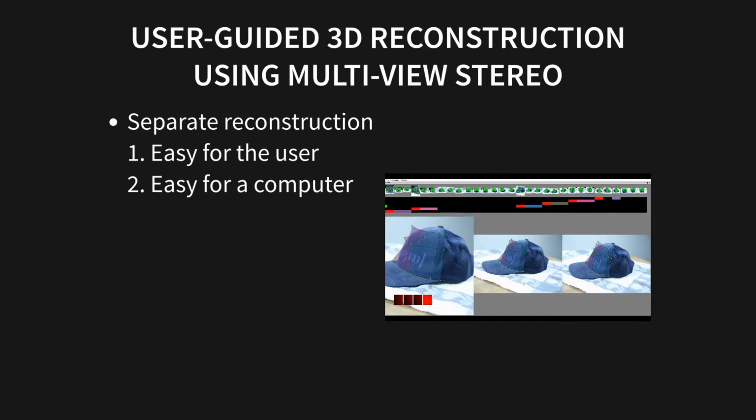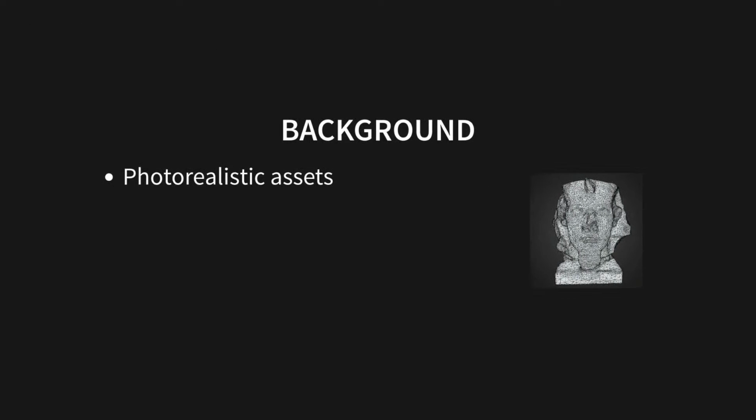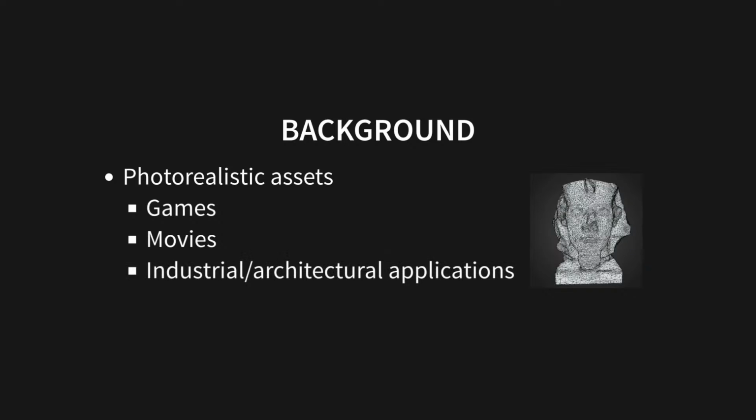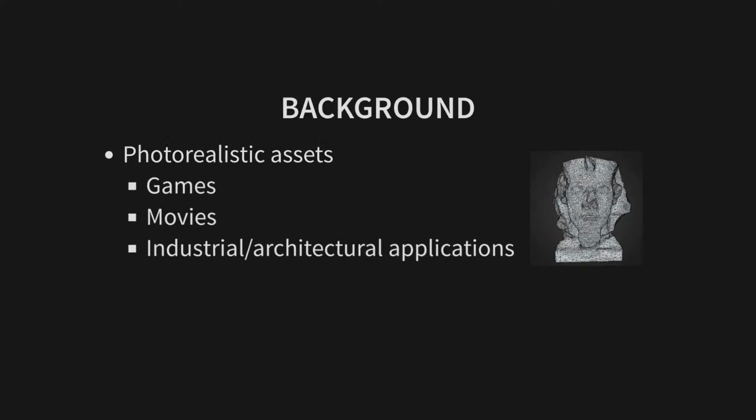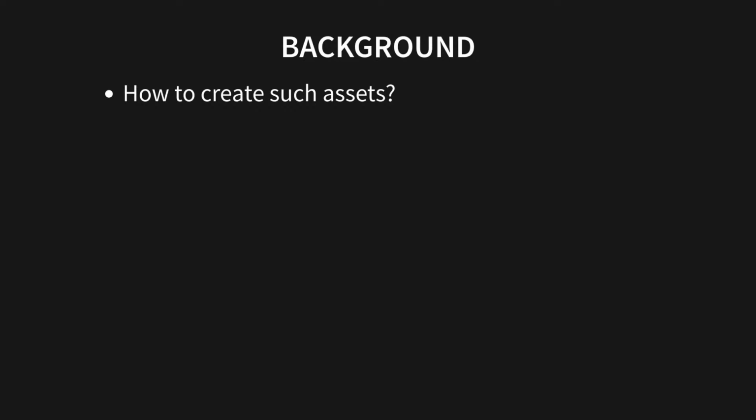Okay, I will start with going over some background. There is a high demand for creating photorealistic assets for use in games, movies, and industrial and architectural applications. To create highly realistic and detailed environments, a high number of such assets are often needed. It is therefore important to be able to produce these efficiently. So how does one produce such assets?